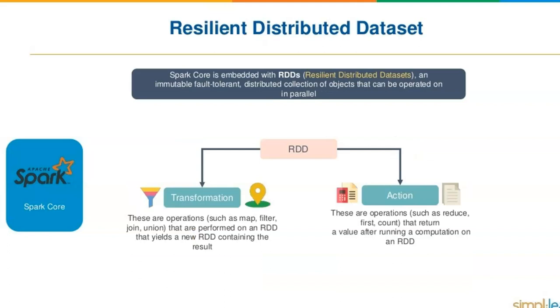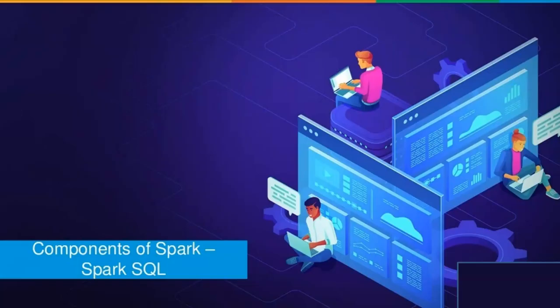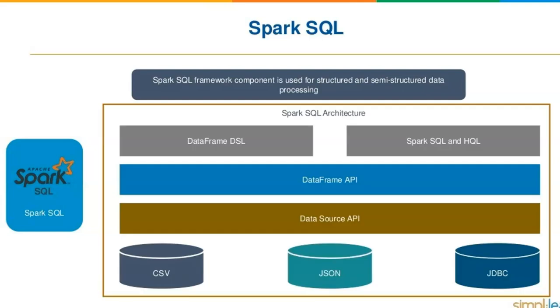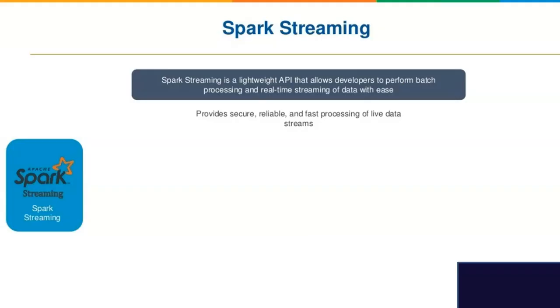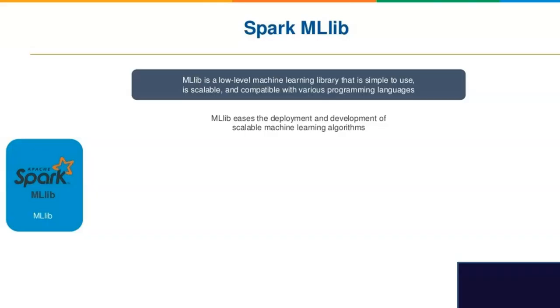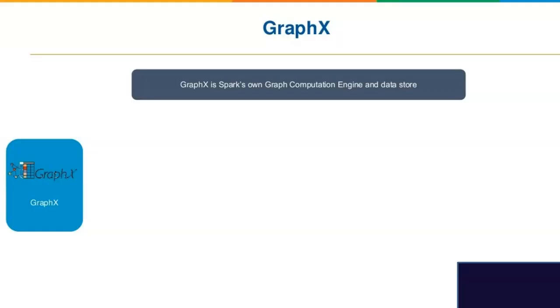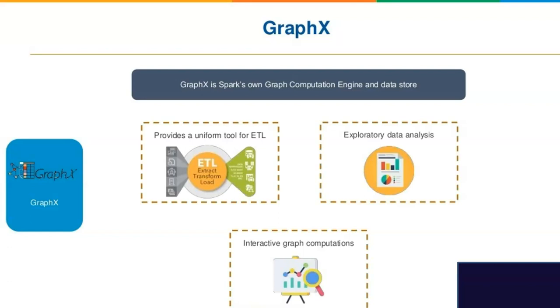It uses RDDs, and RDDs are an immutable type of dataset that supports transformations and actions. Spark also has Spark SQL, Spark Streaming, Spark MLlib, and GraphX. Since we are not getting more overview of these topics right now, we are moving towards the architecture of Spark.